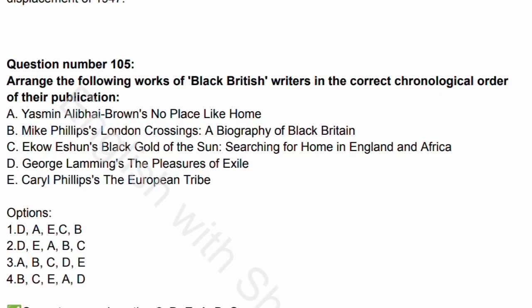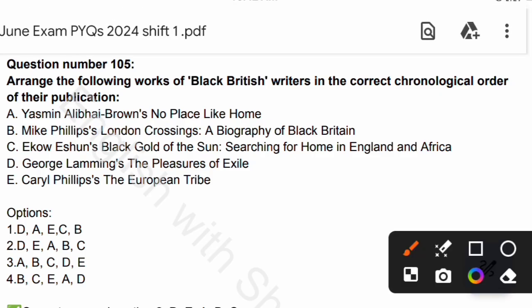Next question: arrange the following works of Black British writers in the correct chronological order of their publication. First, you have Yasmin Alibhai-Brown's No Place Like Home, Mike Phillips' London Crossings, a biography of Black Britain, Ekow Eshun's Black Gold of the Sun, Searching for Home in England and Africa, George Lamming's The Pleasure of Exile, Caryl Phillips' The European Tribe. What would be the correct answer?